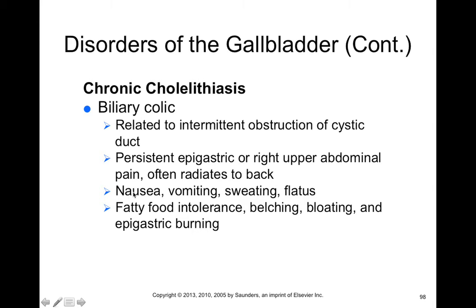It can also lead to nausea, vomiting, and sweating due to excessive gas or flatulence formation, because if you're not releasing a lot of bile due to a blockage, then bacteria will feed on the lipids in your food because you have difficulty absorbing it due to lack of bile, and this also causes fatty food intolerance. You're going to see a lot of belching, bloating, and epigastric burning from excessive gas formation.